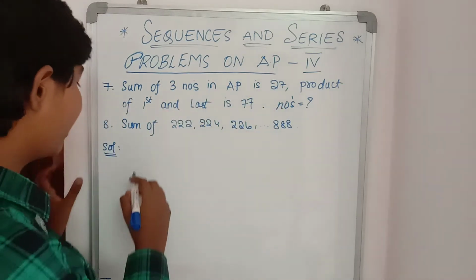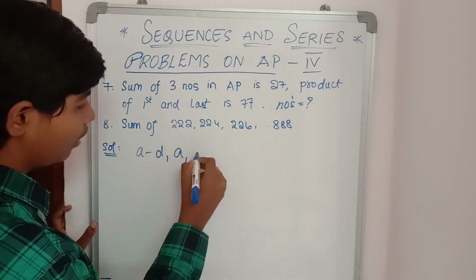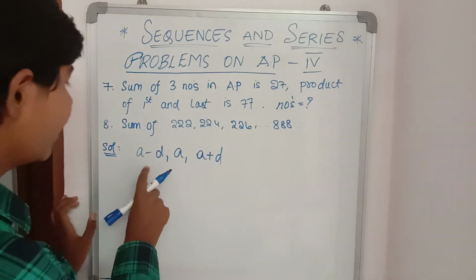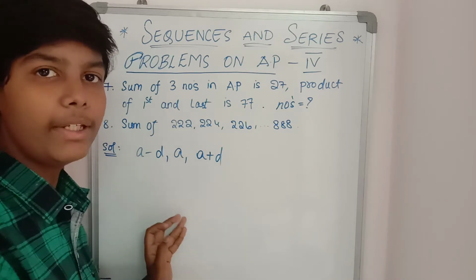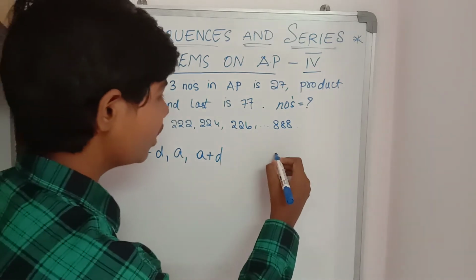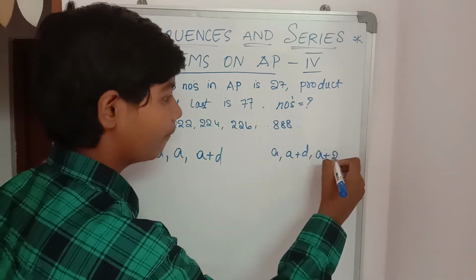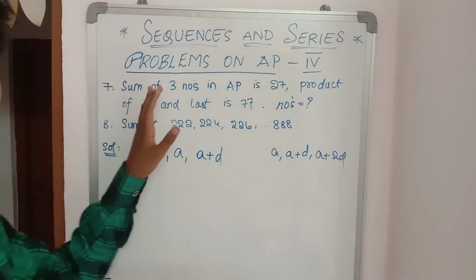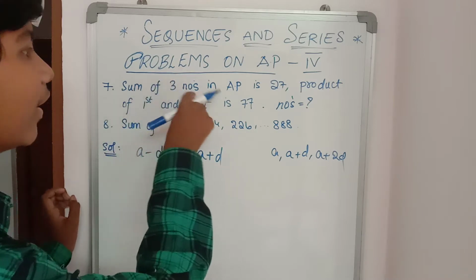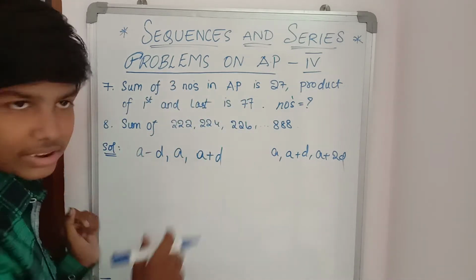So what should we take directly? A minus D, A, A plus D. These are any three numbers in an AP. If the question mentions the first three terms, then we take A, A plus D, A plus 2D. In this question there is no mention of first three numbers; it is any three numbers in AP, so we take them of the form A minus D, A, A plus D.